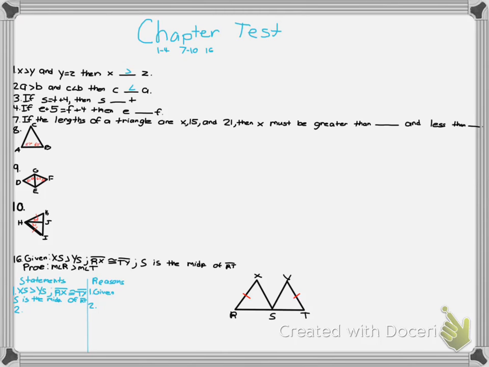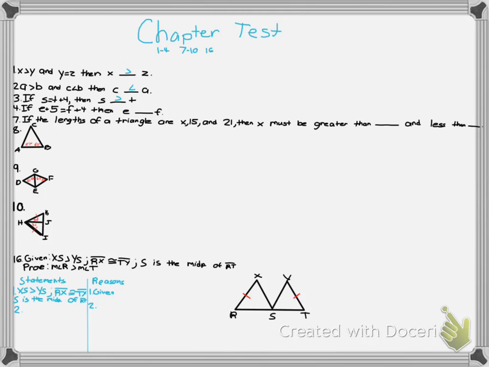Number 3. If s equals t plus 4, then s is blank of t. Since t is only equal to s if you add 4, then we know that s is greater than t.